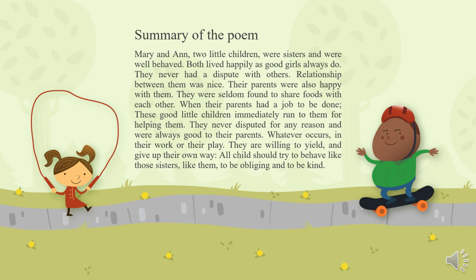This is a summary of the poem. The poem named The Good Natured Girls. Let's get started. Mary and Anne, two little children, were sisters and were well behaved. Both lived happily as good girls always do. They never had a dispute with others. The relationship between them was nice. Their parents were also happy with them.